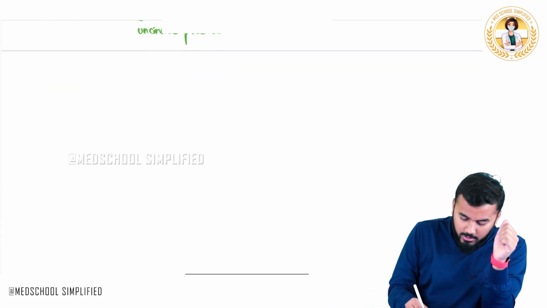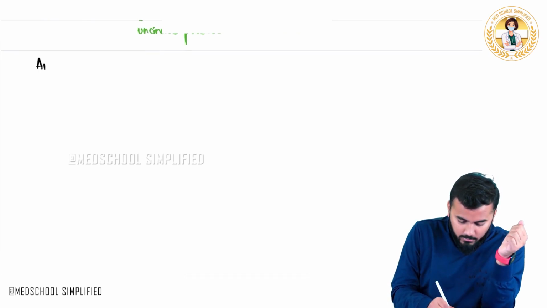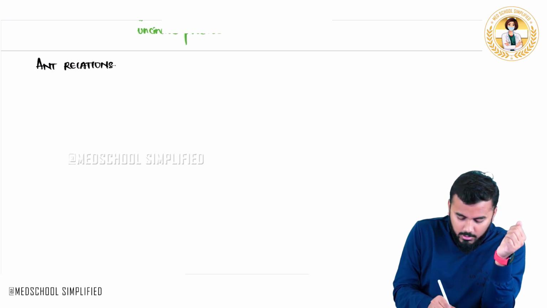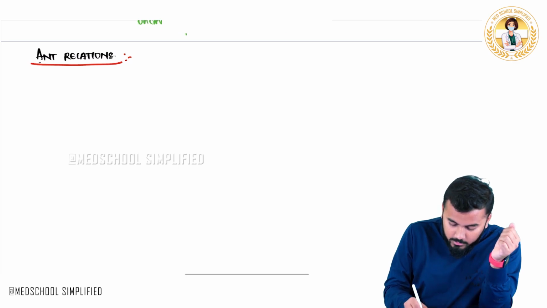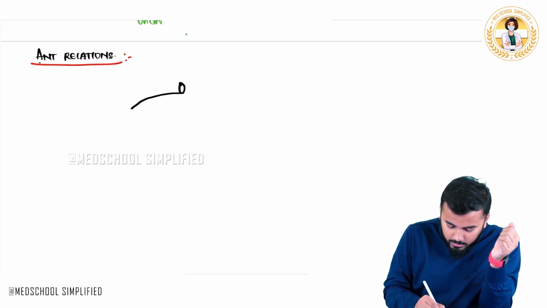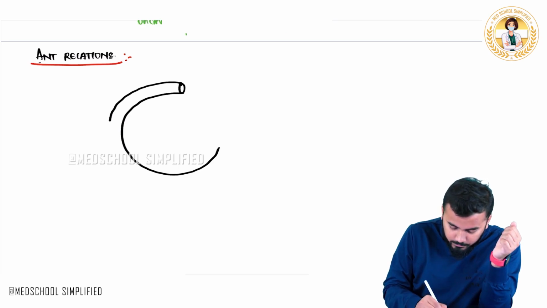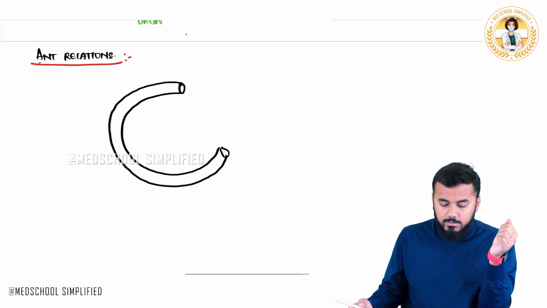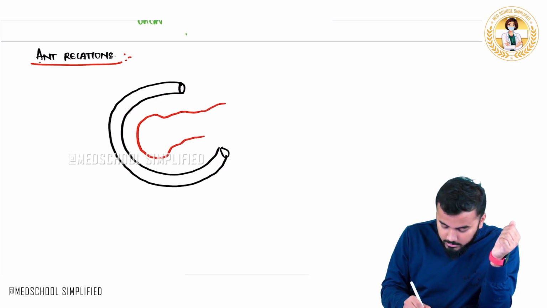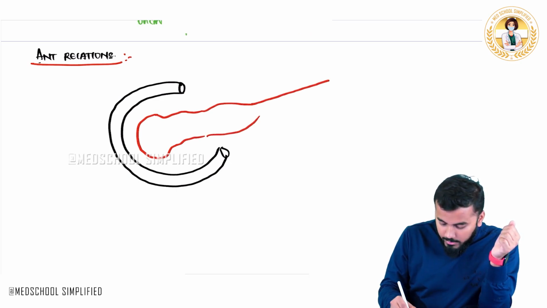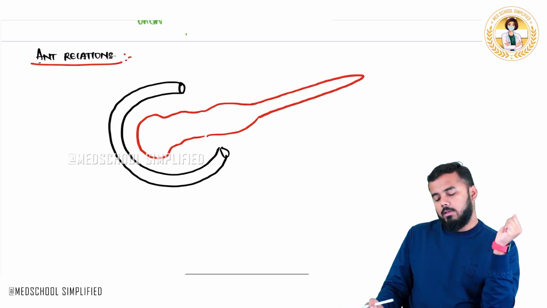Okay, so we shall now discuss the anterior relations. What are the anterior relations of the pancreas? Let me draw the same picture again. So this is your loop, where your pancreas is situated. Let us say this is the head of the pancreas, this is the neck, this is the body of the pancreas, and finally you have the tail of the pancreas. Somewhat like this.